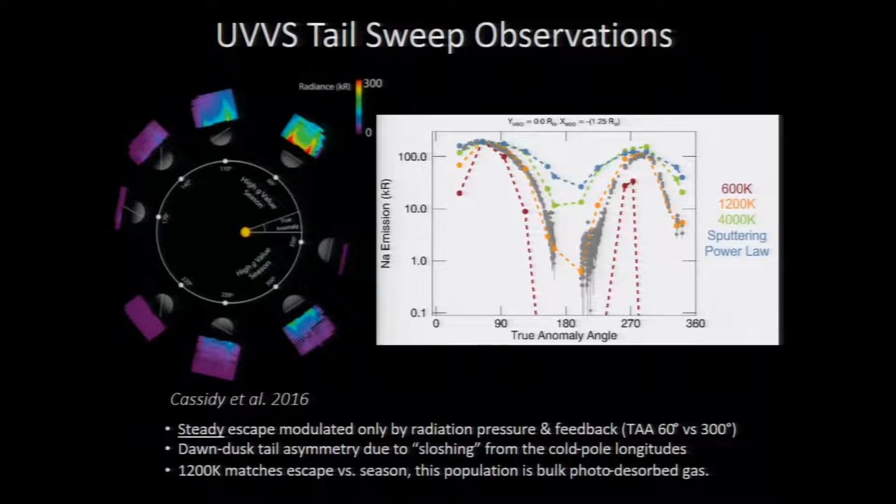And if you get up to higher energy things, like we had thought micrometeorite impacts are somewhere maybe around there, or sputtering, they don't modulate enough with season to reproduce the seasonal escape rate that we see.